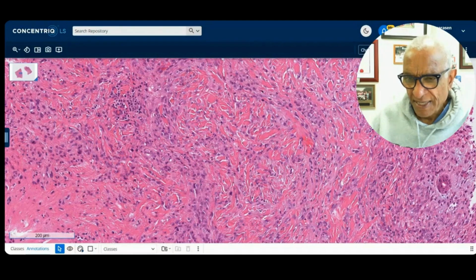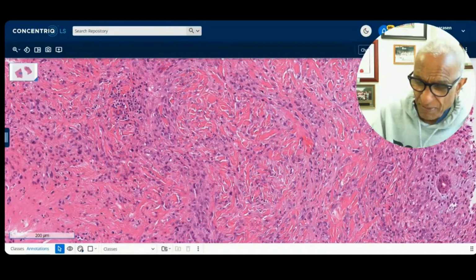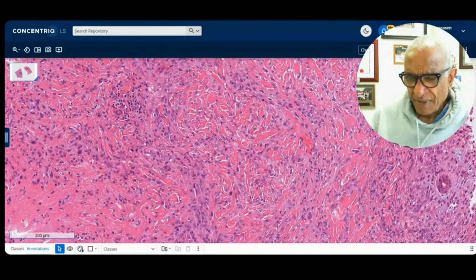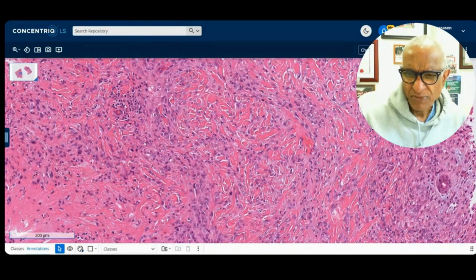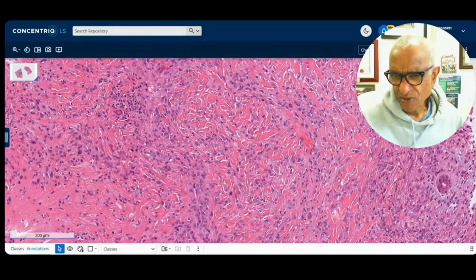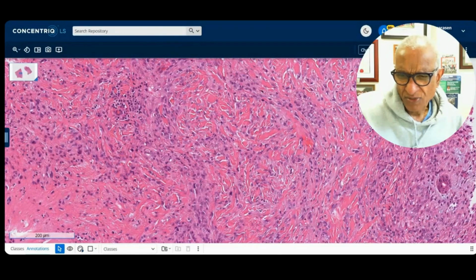Muscle markers are negative. Let's get that out of the way. So skeletal muscle, MyoD1, myogenin negative, desmin negative. Abundant collagen between tumor cells, focal rhabdoid morphology. Yes, correct, there is rhabdoid morphology. MyoD1 is negative, so rhabdomyosarcoma, skeletal muscle markers are negative.